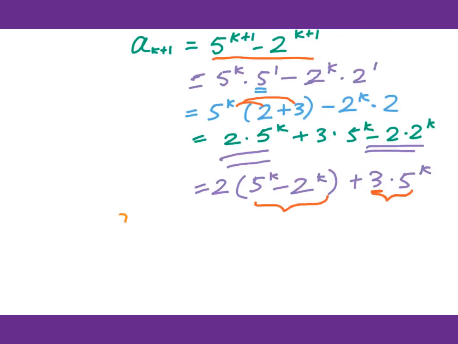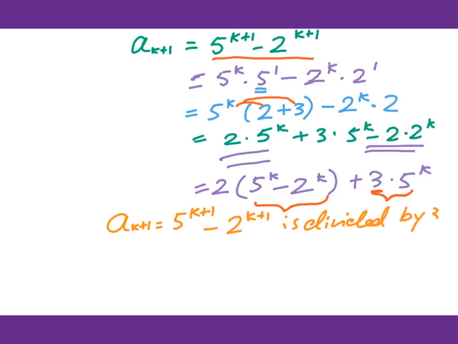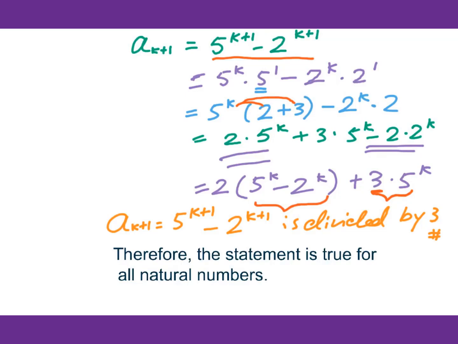In other words, a sub k plus 1 equals 5 to the k plus 1's power minus 2 to the k plus 1 is divided by 3. Then we can see that the statement is true for all natural numbers.